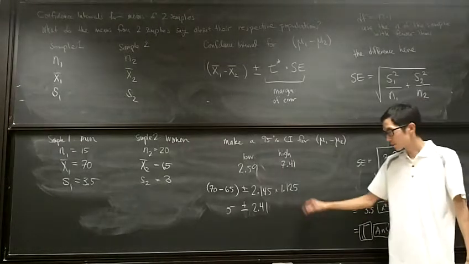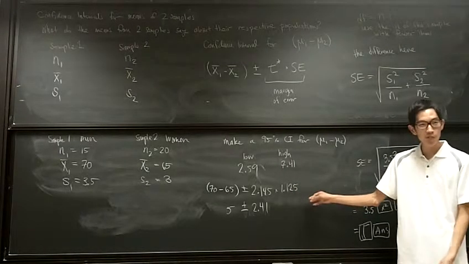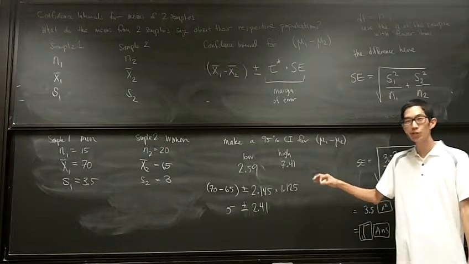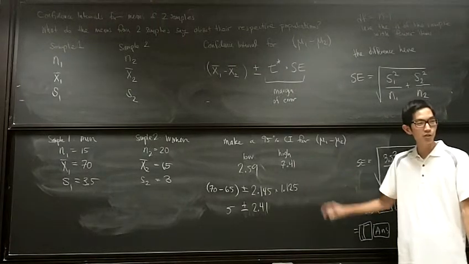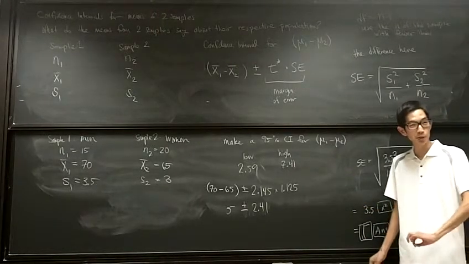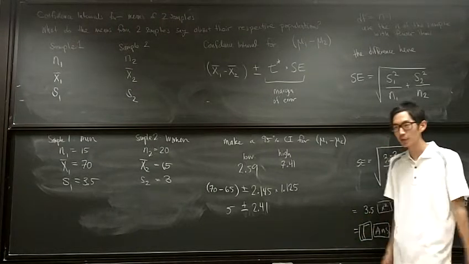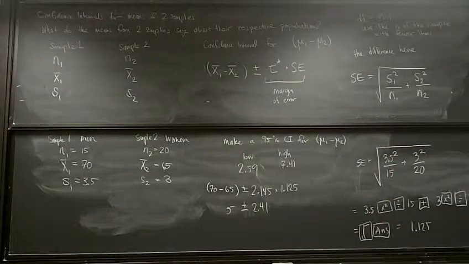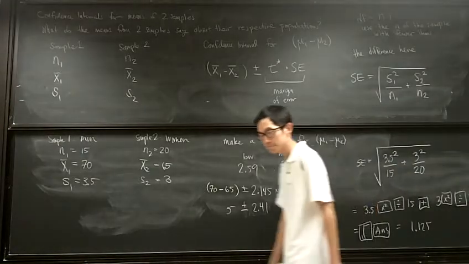For means, I usually keep fewer decimals. For proportions, it's usually more important to keep more decimals. That's the rule of thumb. Keep more decimals when you're dealing with proportions. For means, fewer decimals is usually okay.